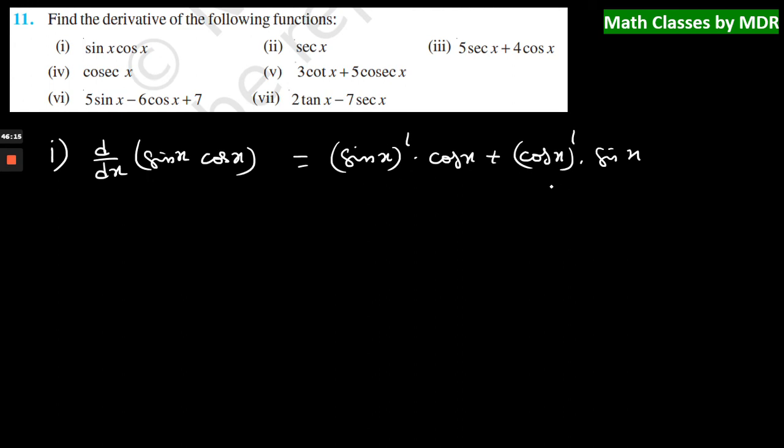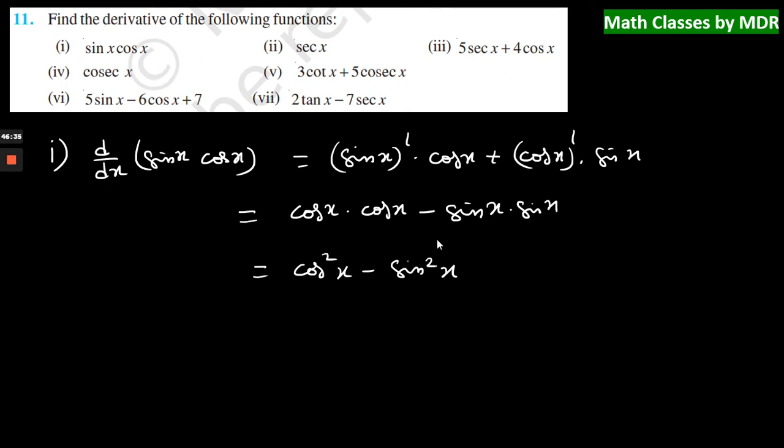What is the derivative of sin x? Cos x, into cos x. And what is the differentiation of cos x? Minus sin x, into sin x. So the answer is cos square x minus sin square x. This we can write as cos 2x also.